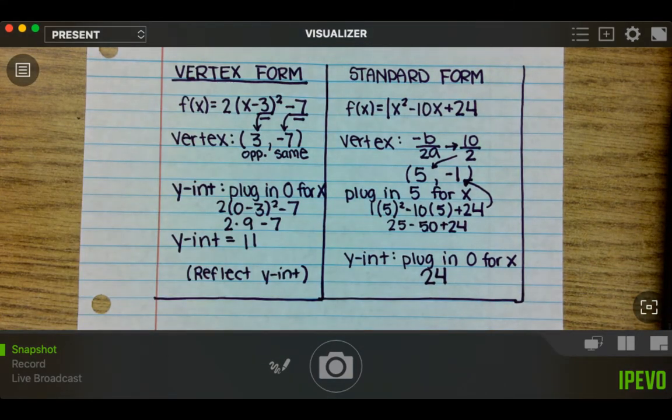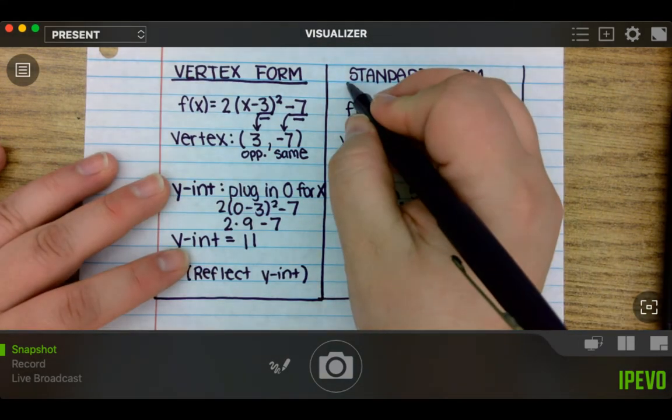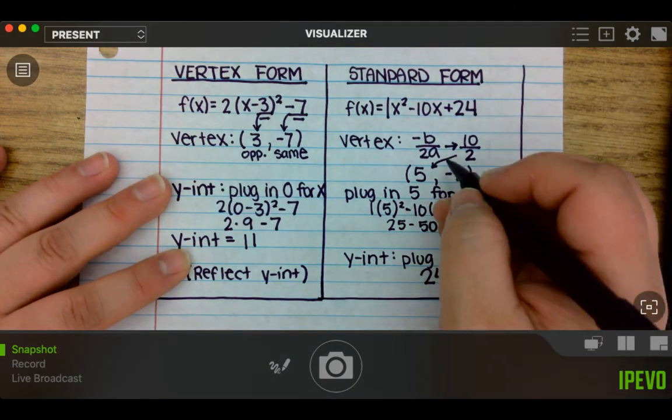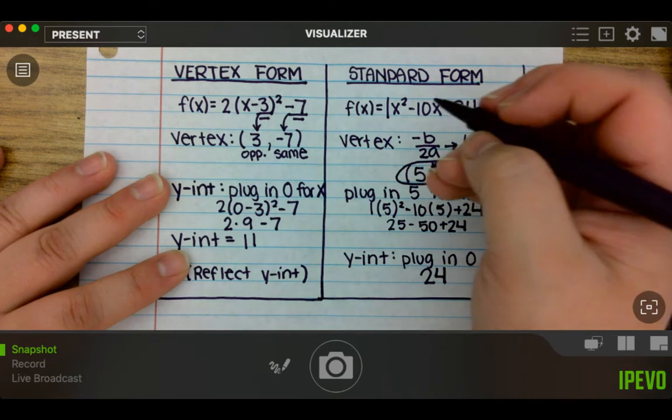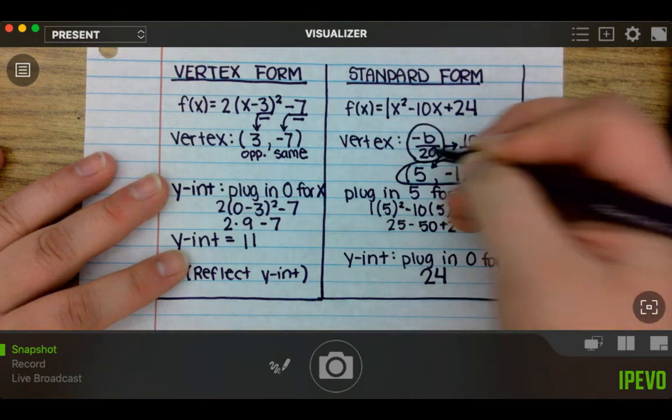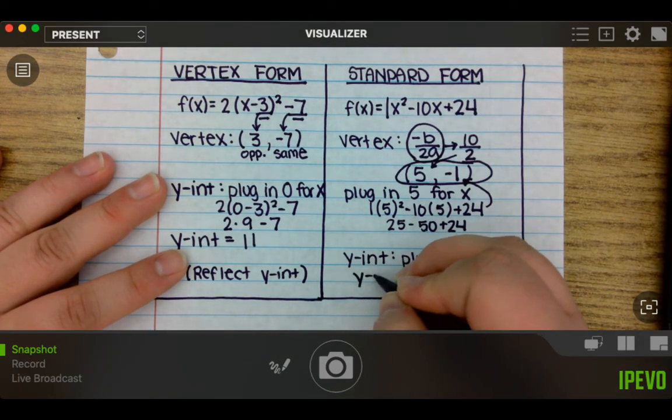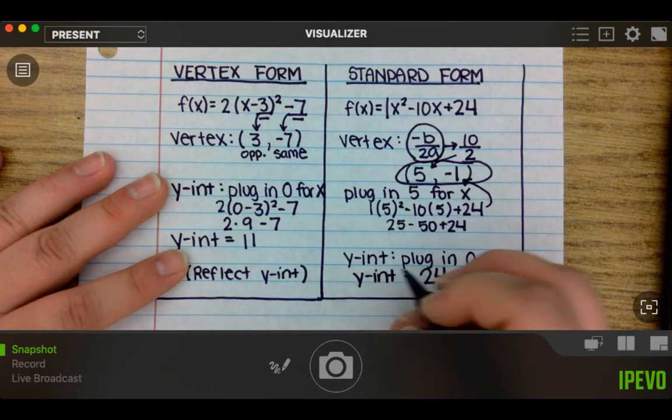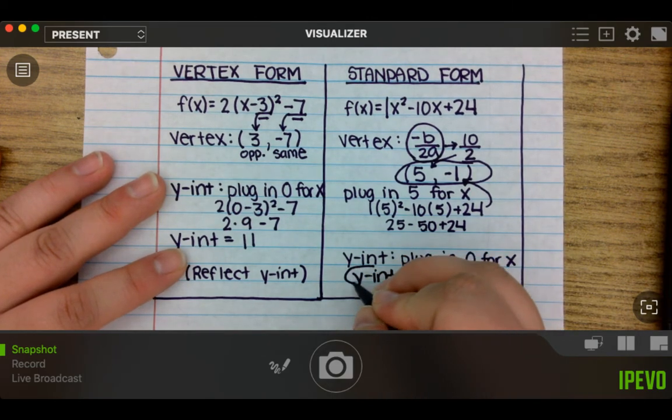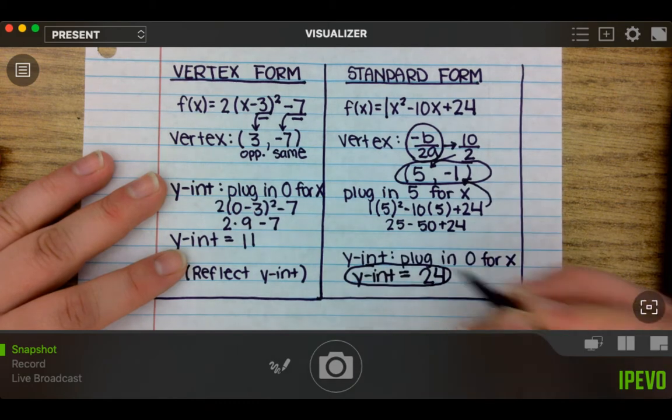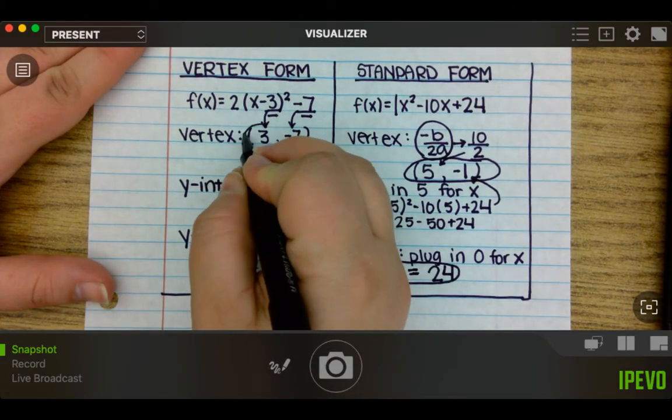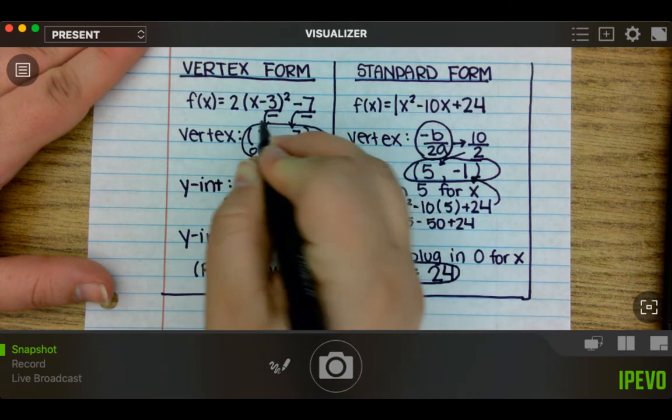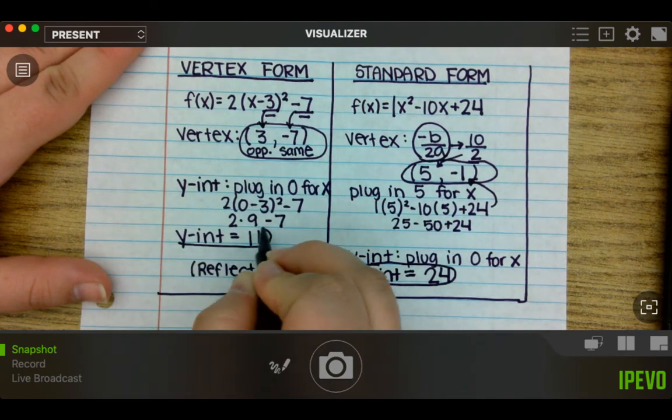Okay? Those are the two most important parts. You might want to circle your vertex right here, the formula, negative b over 2a, and the y-intercept, so that you can easily see those. Over here, you might want to circle this and this.